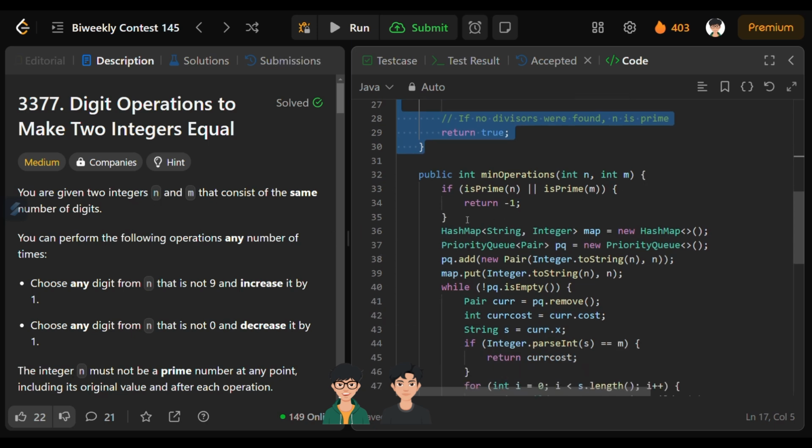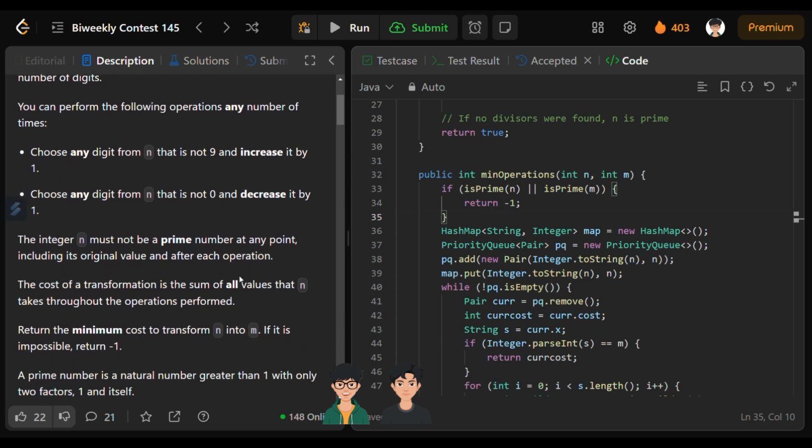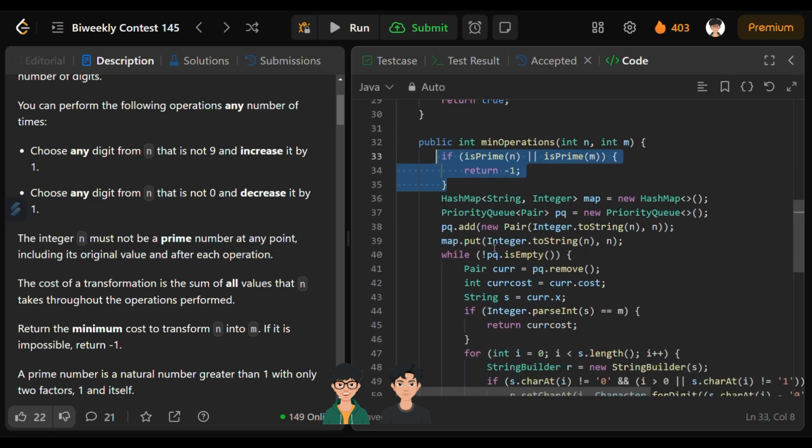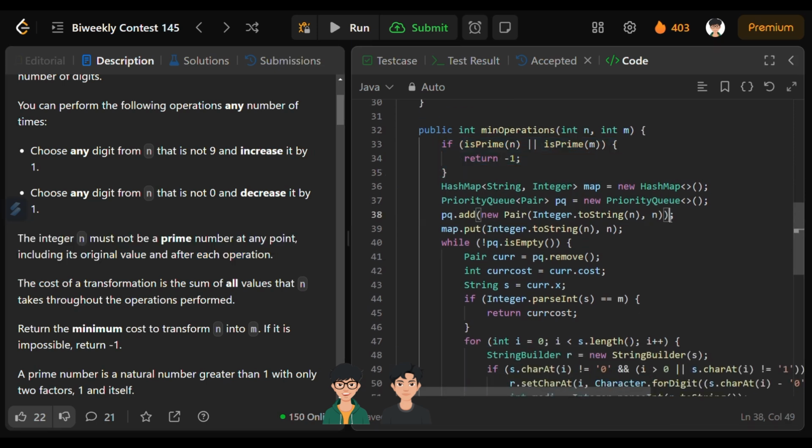The base case is simple. If n or m, any one of them, is a prime number, then there cannot be any path, because it is mentioned in the question that the path can't contain a prime number, so we'll return minus 1. Next, what we have, Ishan, is this thing, and why we have used this.